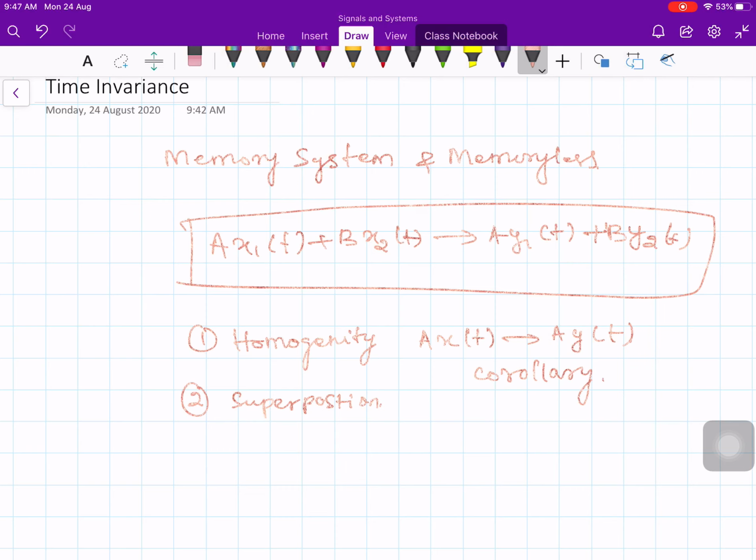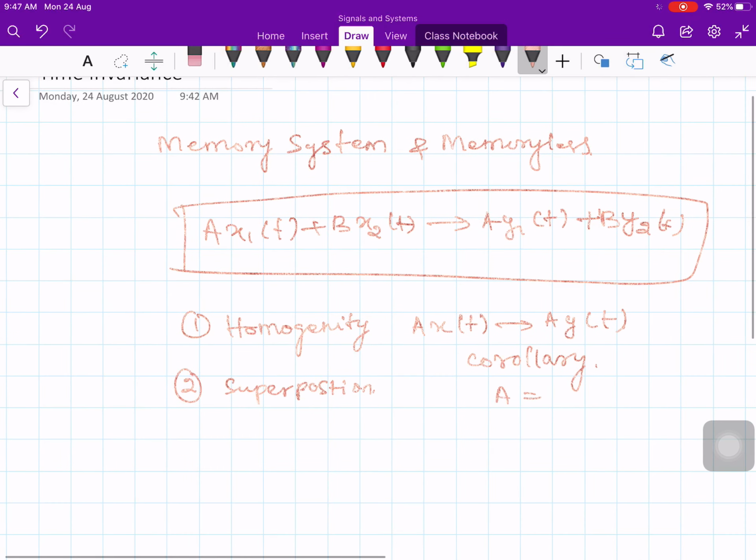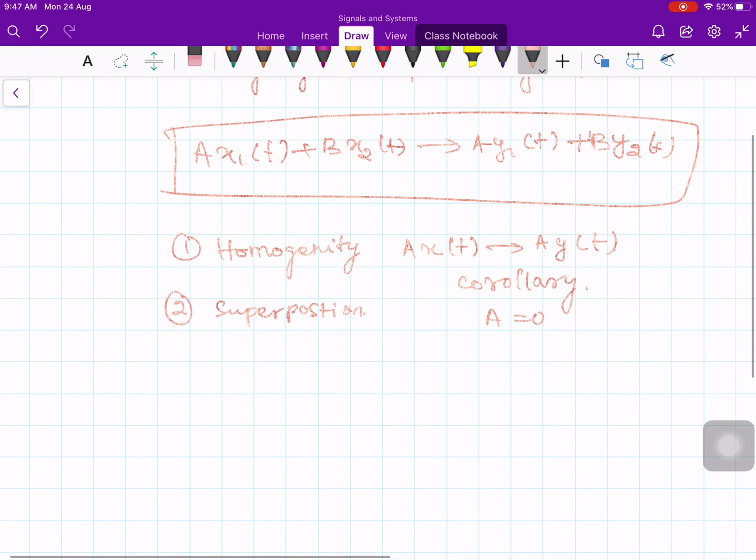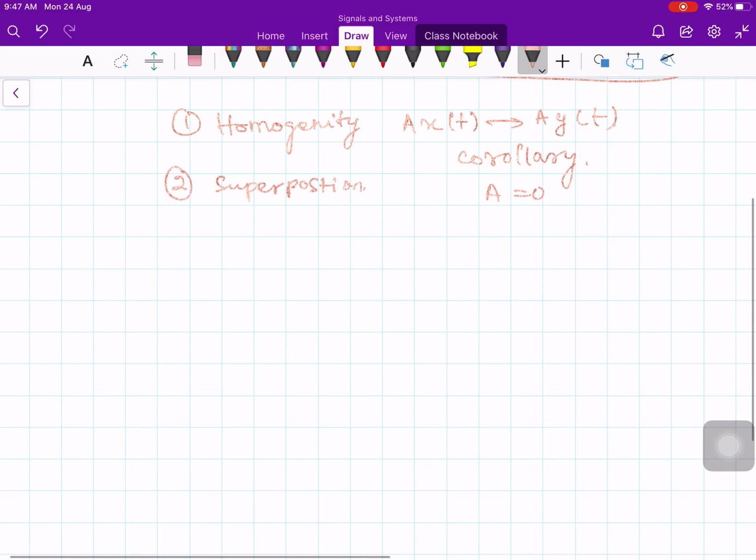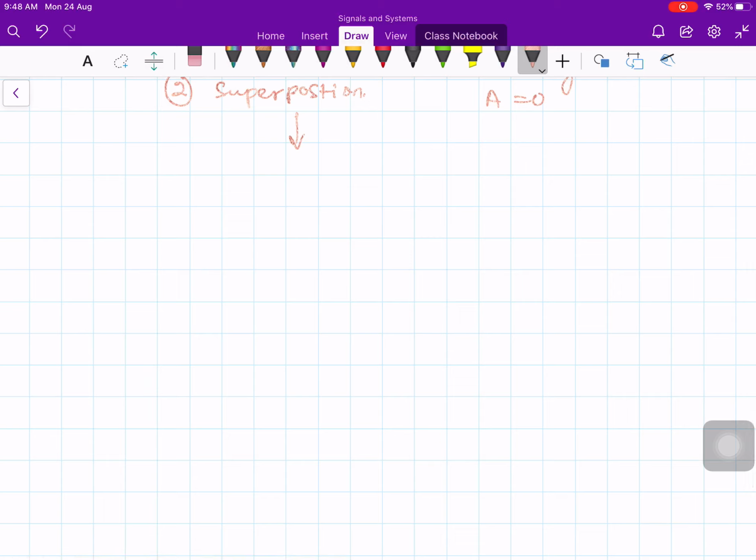That is, if a is equal to 0, then the output should also be 0. So that's what homogeneity says. And the second one is superposition. So if the system is linear, it obeys both of them, homogeneity and superposition. There are systems which obey homogeneity but not superposition. So they are non-linear systems. Similarly, there are systems which obey superposition but not homogeneity. Again, such systems are non-linear. Therefore, a linear system is one in which both principles, homogeneity and superposition, are satisfied.